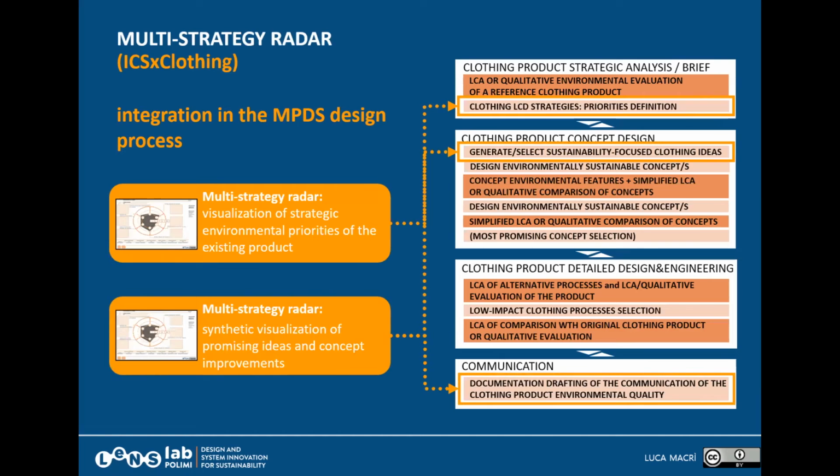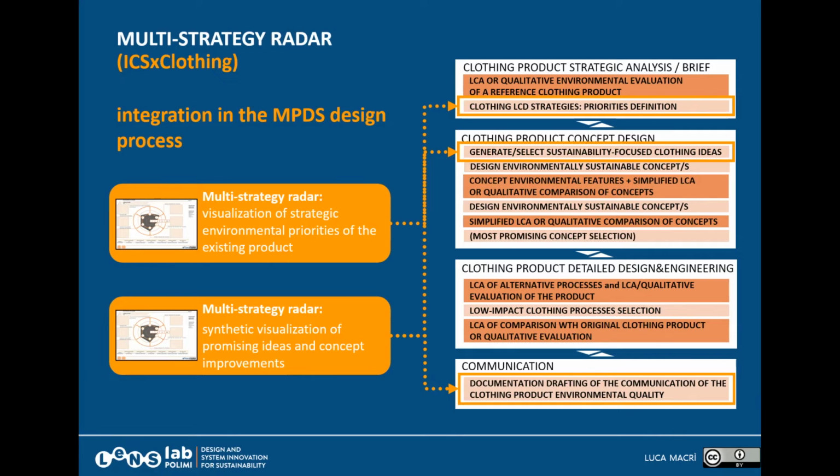About the integration of the radar in the process, it could be integrated in very many places. As you saw, the aims are many. Even at the beginning, to visualize the priorities of the existing situation you are going to redesign or design on. And finally, to evaluate during the clothing product concept design, which is what we are doing now. So we just converge and put the ideas inside. And at the end, it could be used even for communication. That radar is very immediate to communicate to someone else what the advantage of your concept is.